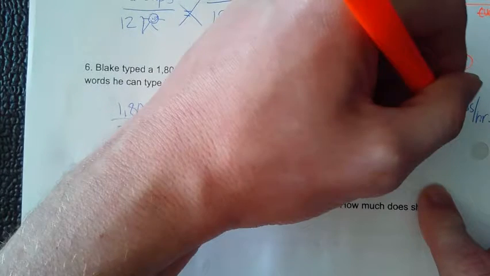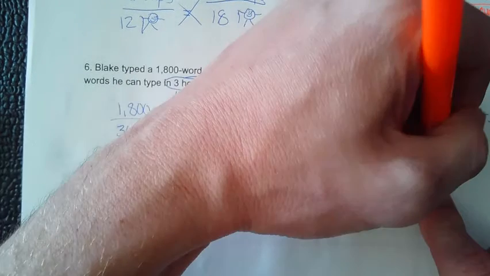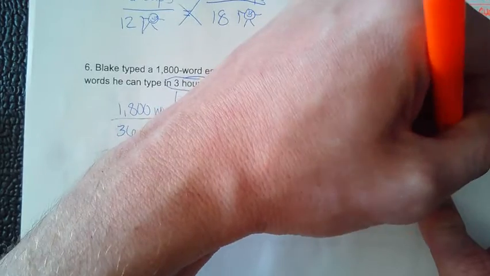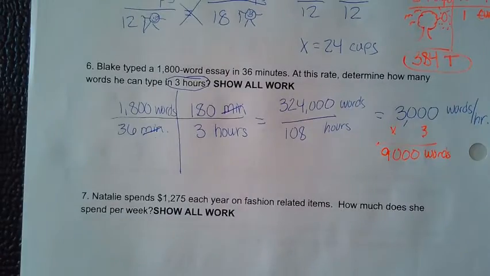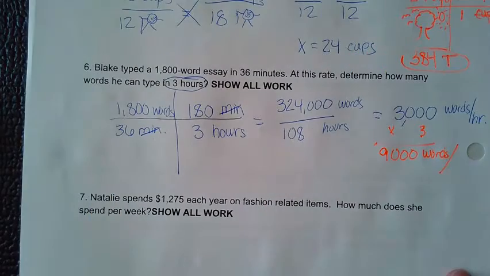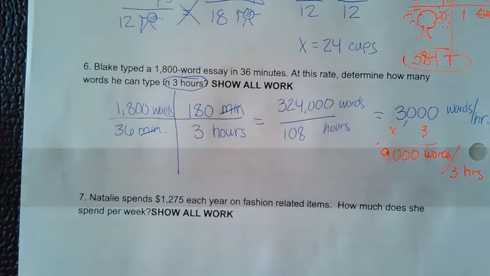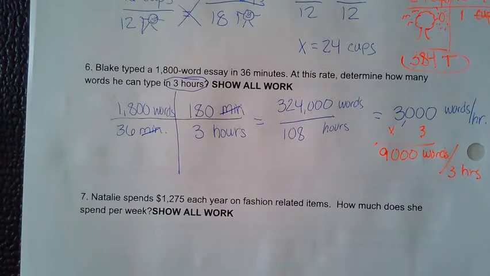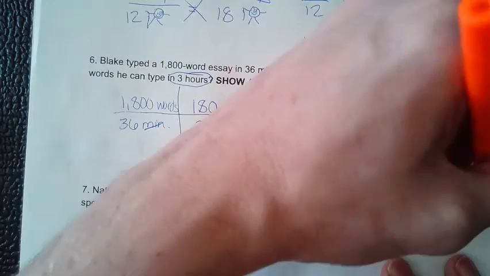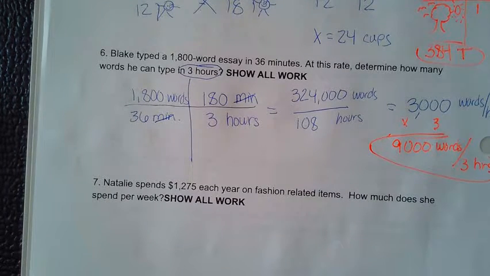9, with my 1, 2, 3 zeros. But my label's a little different. It's 9,000 words per how many hours? Per 3 hours. That is my answer. Make sense?